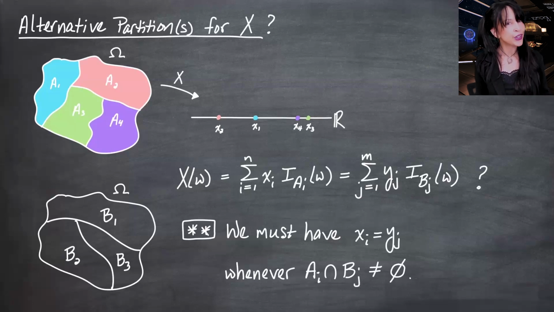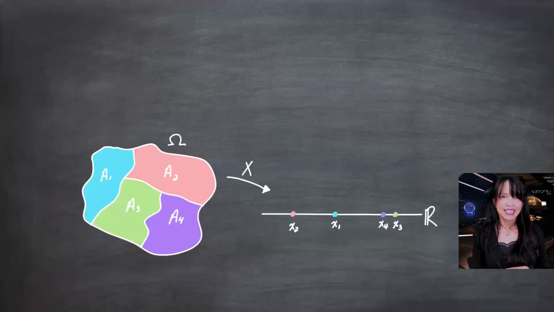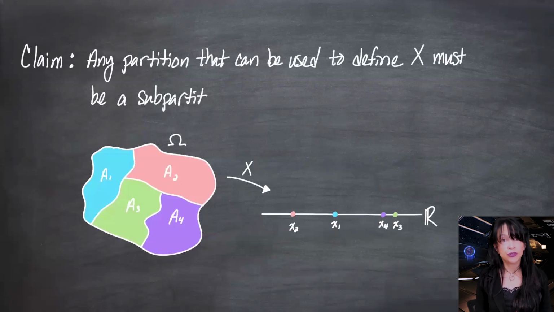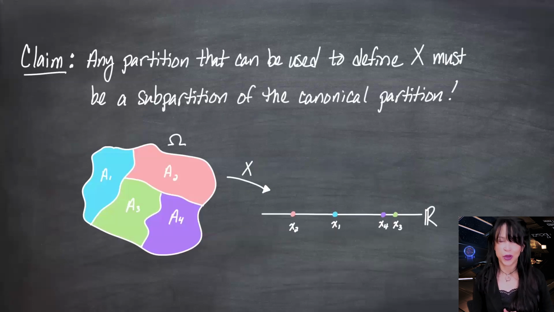And that's going to be important for us to prove that the expectations are well defined and give you the same values, depending on which representation you use. Now, just slightly more generally, but really saying the same thing, is that if you have the canonical partition, any other partition used to define X has to be a subpartition of the canonical partition.